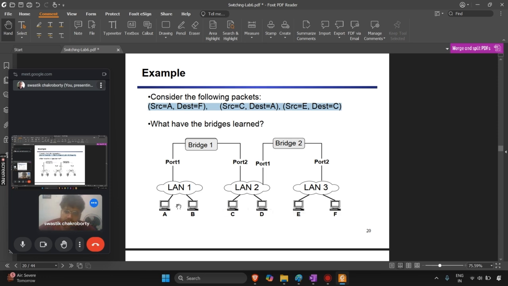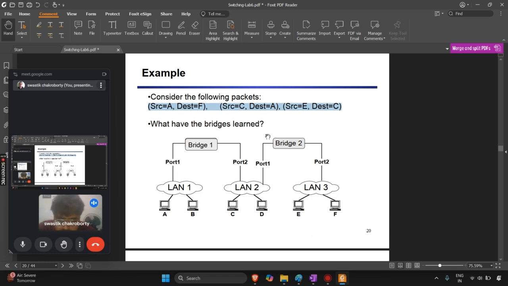Now here you can see, since you have to go from A to F, you have to go via bridge 1. And since there is a C to A connection, that means C is addressable. So reversely, when A's packet goes through bridge 1, it will transmit via port 1, go to port 2, and from there it will be retransmitted to F. So via LAN 2, the two bridges are creating a route for the packet to go from A to F.